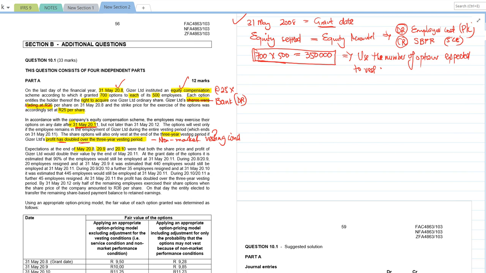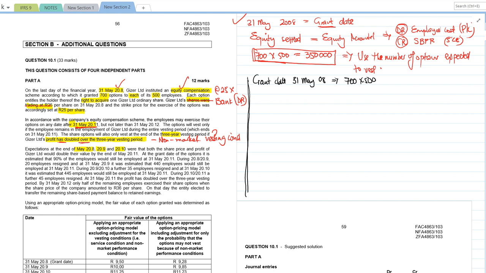So I'm going to put a line here. I'm going to do all my calculations here. So what we currently have is the grant date. On the grant date, remember that is your 31 May 2008. That's the grant date where we gave how many? 700 times 500 options. Okay.